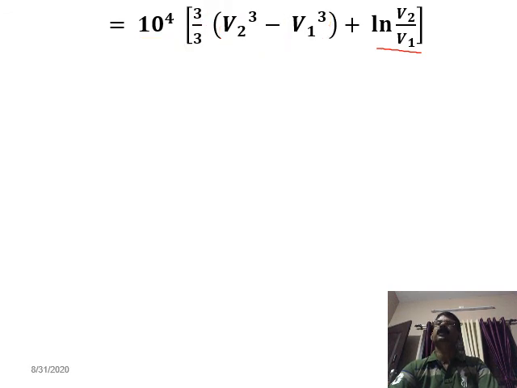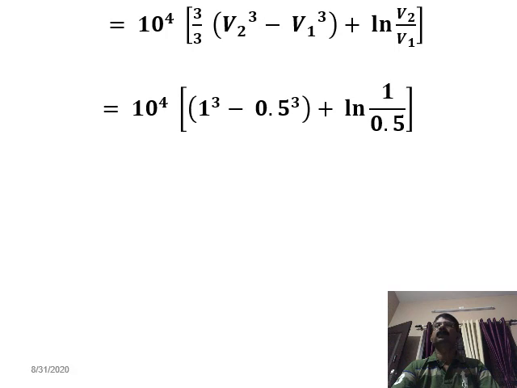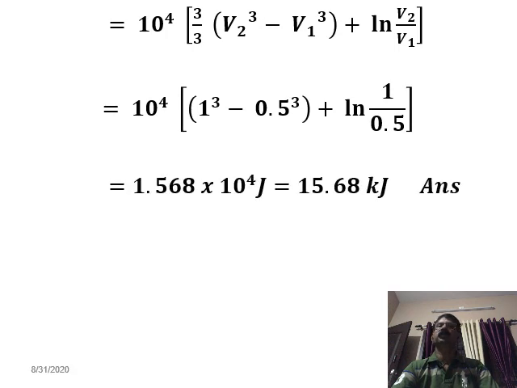That means you should have the basic knowledge of integration to solve any problem of this kind. Now substitute the values of V2 and V1, and you will get your answer as 1.568 into 10 to the power 4 joules. Now convert that into kilojoules by dividing by 10 to the power 3, so you will get 15.68 kilojoules.